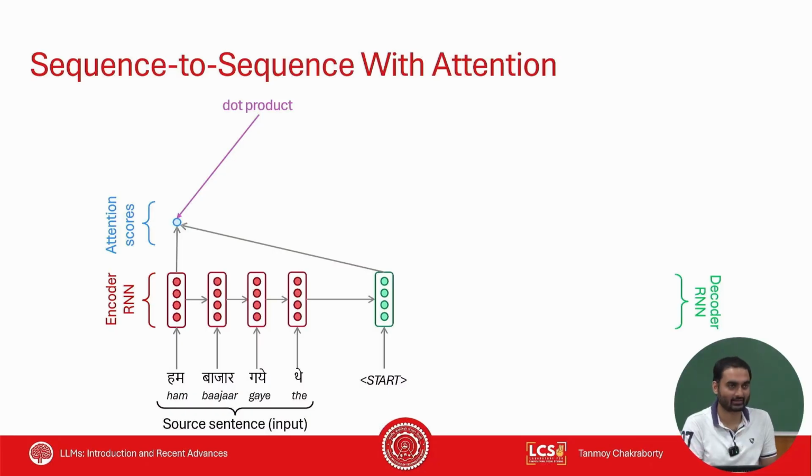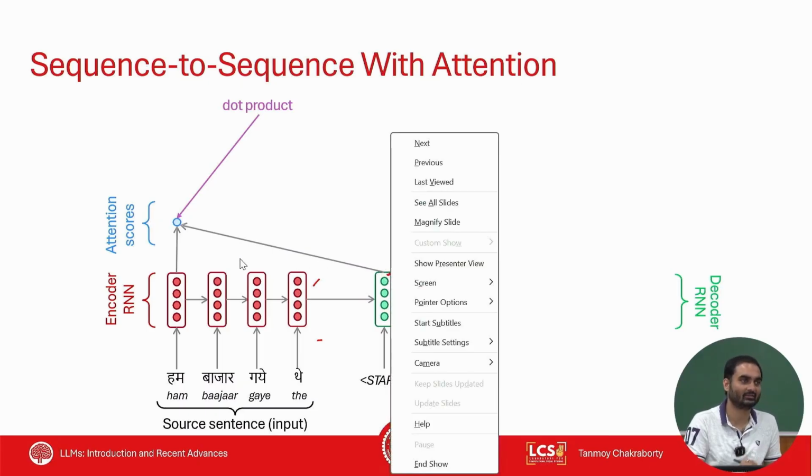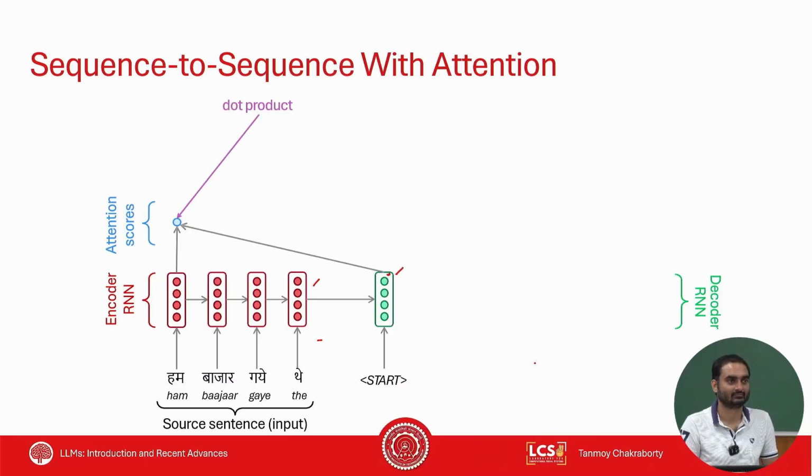Let's take a desi example. हम बाजार गए थे. And you want to convert this Hindi to English. So in attention, what we do now, this is my encoder state, right? And this is the final hidden state of the encoder. The first hidden state of the decoder will have access to all the previous encoder states, right?